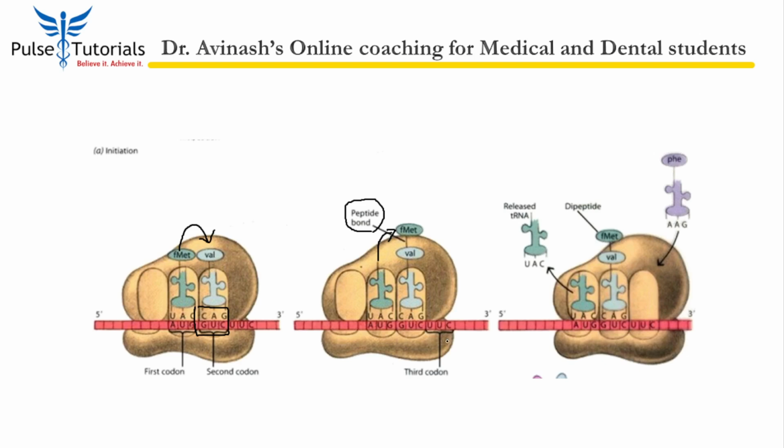Now, the entire large and small subunit shifts by 1 codon. The mRNA does not move. The mRNA remains where it is. The subunits move. Even the tRNAs don't move. Only the subunits move. So what happens is, what was there at the P site automatically shifts to the E site. What was there at the A site shifts to the P site, and the A site again becomes empty. Simple enough.